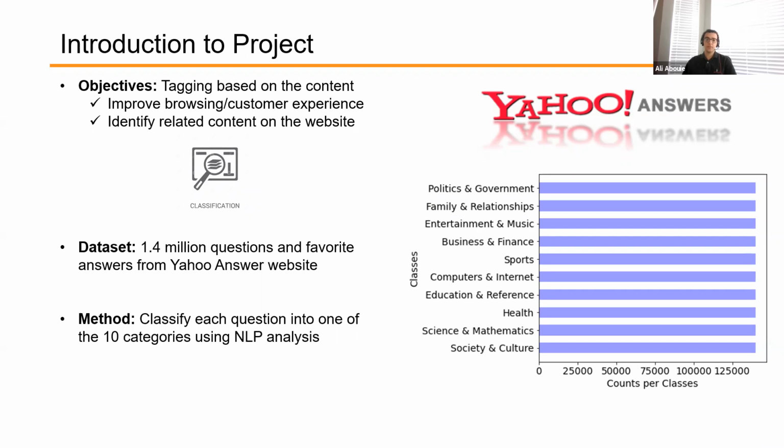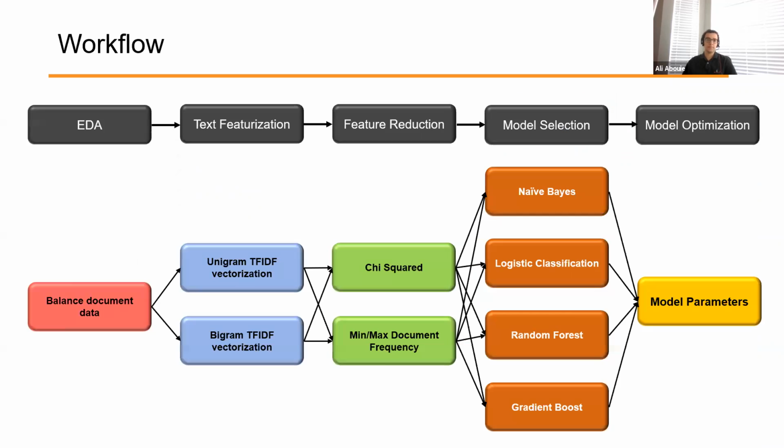I selected 140,000 data points for each category, so that the total is 1.4 million questions and answers. And one point to mention that we figured out in our study is some of these categories are relatively similar to each other. Family with society, entertainment with sports, and education with science. And I'm going to talk about it in more detail in the next slides.